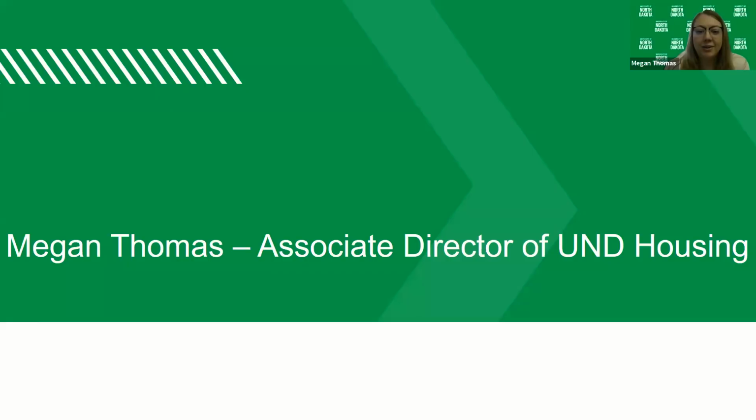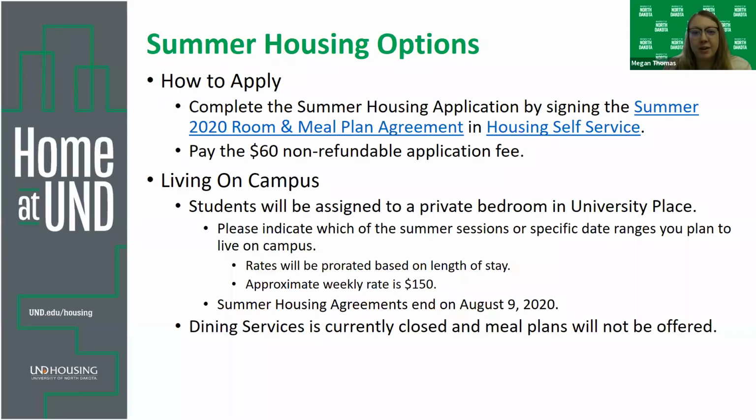Thank you. We just want to make sure that students are aware that we do have summer housing options available for those that need it. To sign up for housing, you'll have to complete your application in your housing self-service, and there is a $60 application fee associated with that. Just as a note, all summer housing will be held in University Place at this time. All students will have a private bedroom. That double room rate would still apply though.